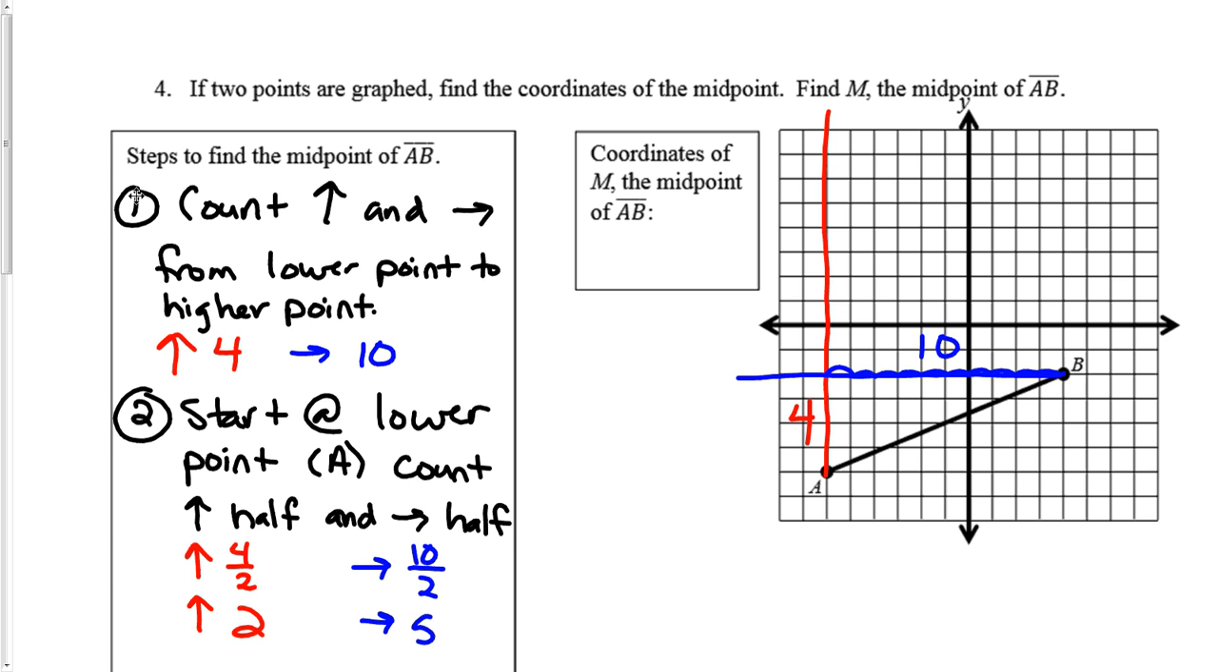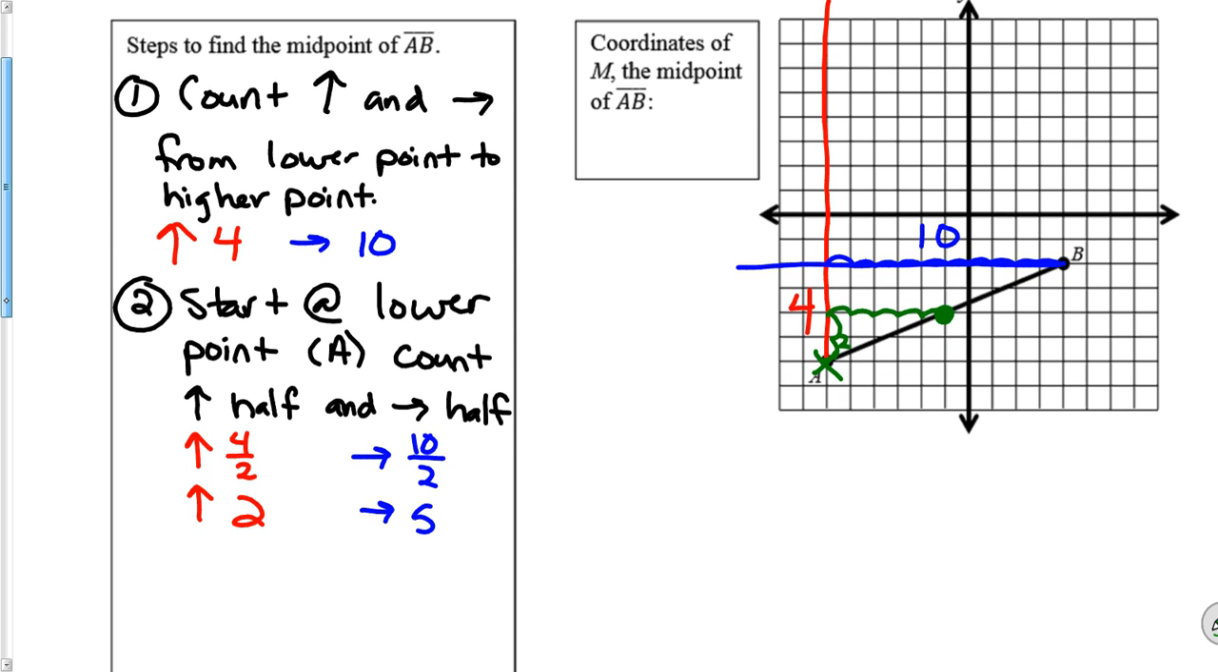So let's do some counting. I'm going to start at A, my lower point. I'm going to count up 2. And then I'm going to count over 5. 1, 2, 3, 4, 5. And that looks pretty good because I landed on my segment and I put a large point there. Now from here, what I need to do is write my answer down. And I'm going to write my answer as coordinates, which means an x, comma, y. So let's go ahead and do that.